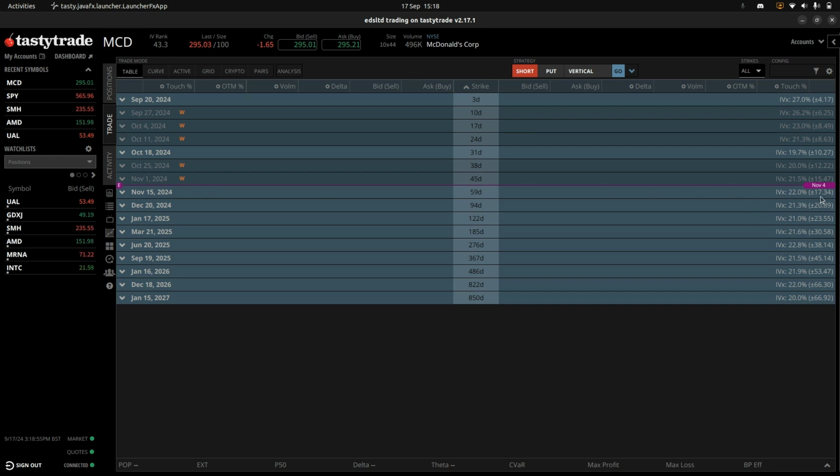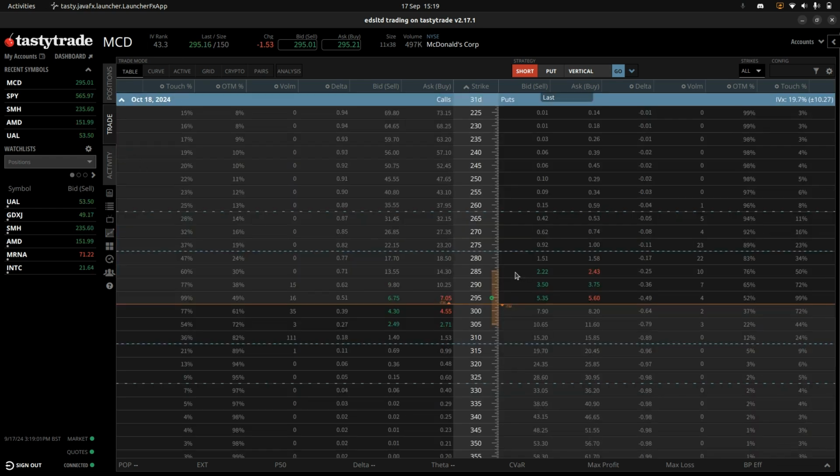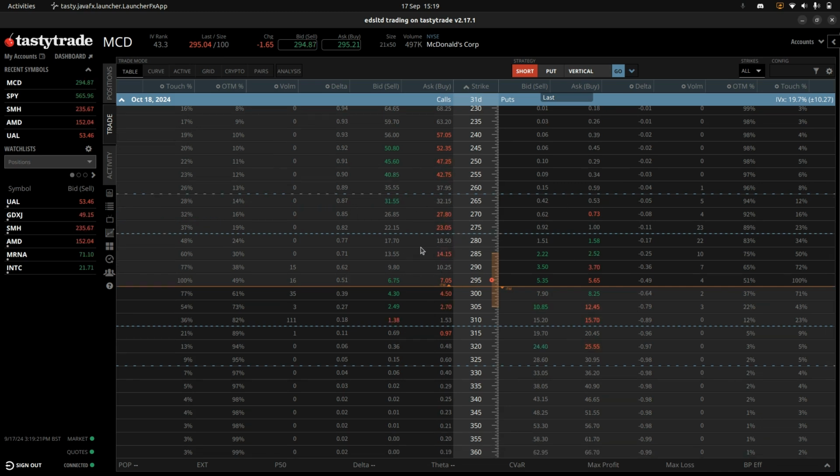We can see here it has earnings on November 4th, which is fine. Hopefully we're going to be out of this contract long before then. Now what we want to do is make sure that the spreads are nice and tight. As we can see here, it's about 20, 30 cents wide. It's not the tightest spread. However, it's not the absolute worst either. So we are going to continue.